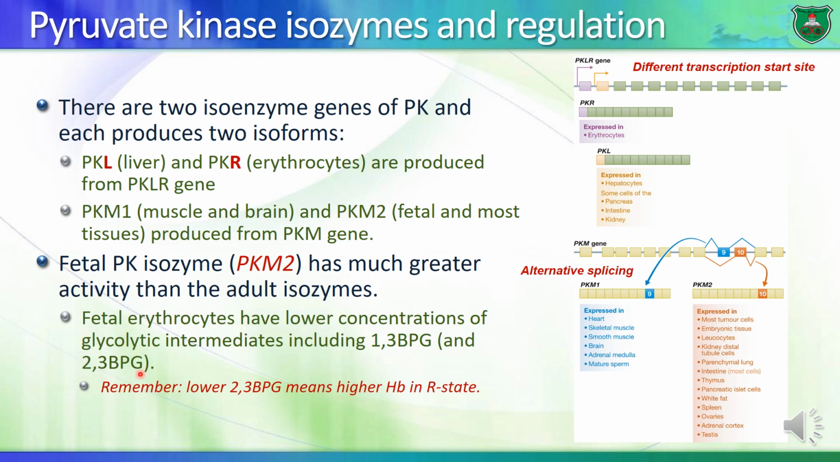Since fetal tissues have lower 2,3-bisphosphoglycerate, that is red blood cells or erythrocytes, that would mean that fetal tissues would have higher affinity towards oxygen because there would be high proportion of fetal hemoglobin being in the R state.